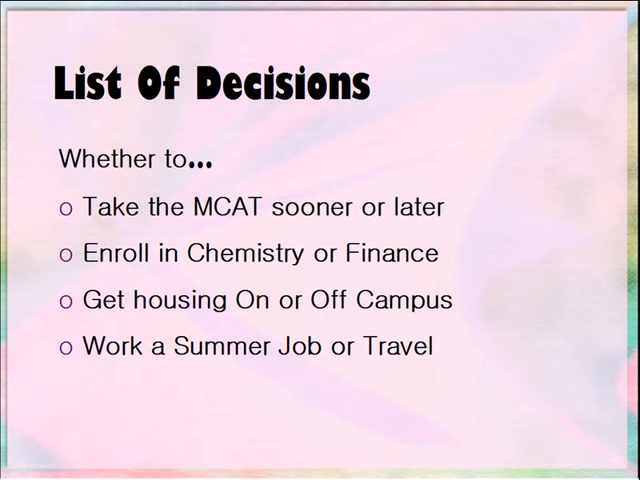List of decisions. Noah has provided 4 decisions in descending order of importance that he must face in 6 months. He must decide whether to take the MCATs in 6 months or wait an additional 6 months to a year, whether to enroll in a chemistry or finance course for his fall semester of college, whether to rent housing on or off campus, and whether to work a summer job or use that time to travel.